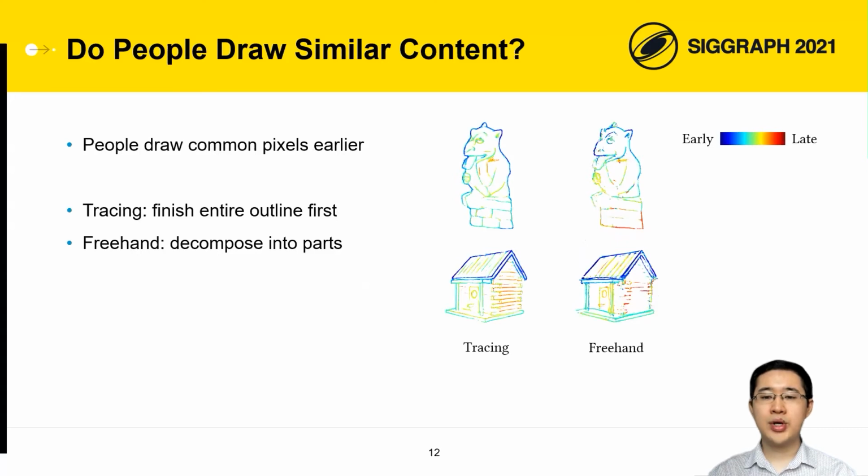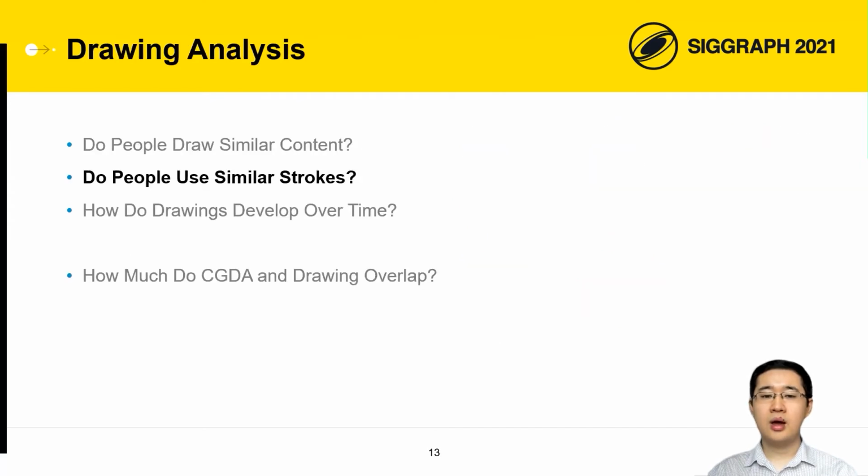We found that in both tracing and freehand, people tended to draw more common pixels early. People preferred finishing the entire outline first in tracing, as opposed to decomposing the prompt into parts in freehand drawing. The raster representation showed what people draw in common, but it missed stroke information.